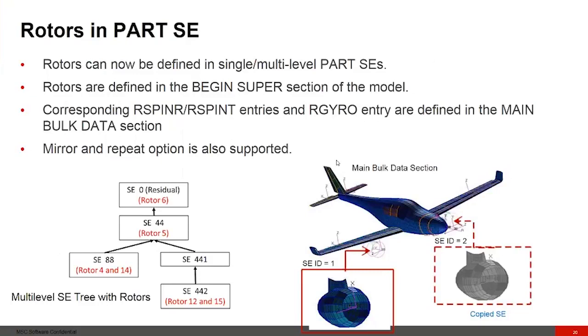Rotors in part super elements. Rotors can now be defined in single and multi-level part super elements. To define rotors in part super elements, just like any other super element, you'll put all your rotor definitions under the BEGIN SUPER section of the model. All the corresponding SPIN entries and RGYRO entries are defined in the main bulk data section. For part super elements, just like any other part super elements, you can mirror, repeat, and copy your super element for another location as well, as shown in the figure at the bottom for the engines.